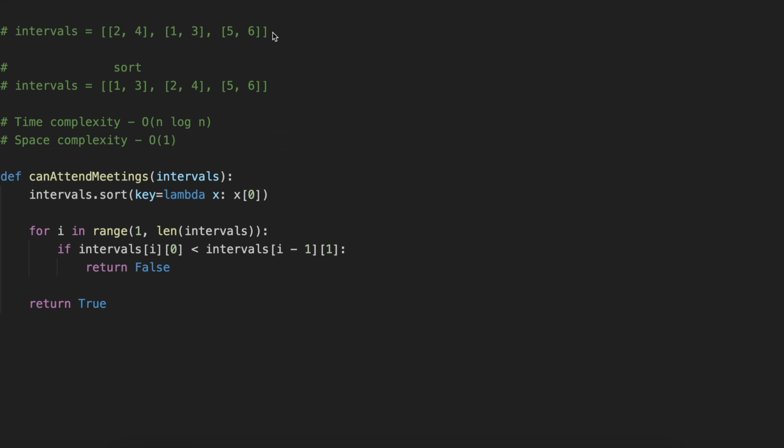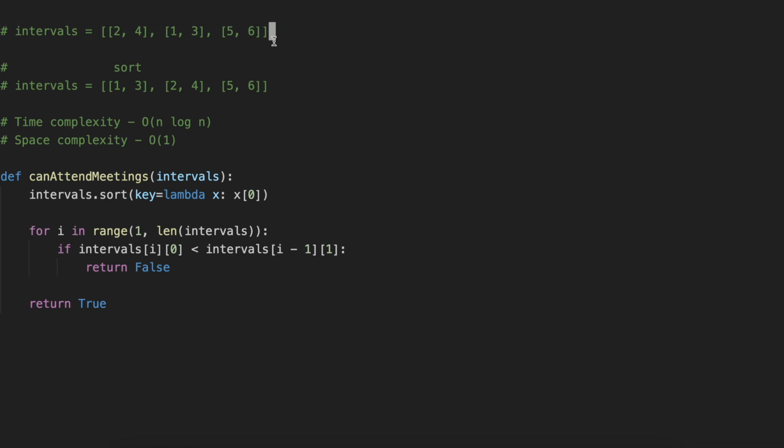Today we have a problem where we are given intervals, which are the start and the end time of a meeting, and we need to find whether or not a person can attend all meetings. For example, in this case, let's say the first meeting starts at 2 and ends at 4, another meeting starts at 1 and ends at 3, and the next meeting starts at 5 and ends at 6.